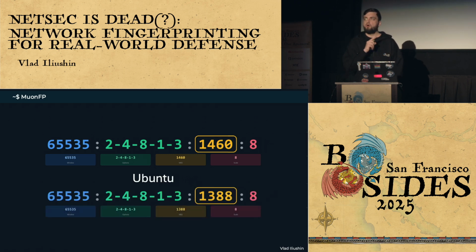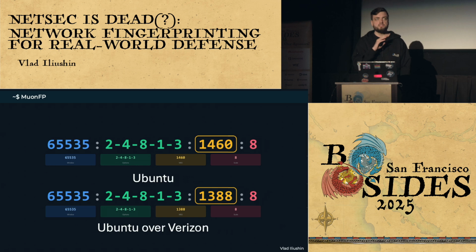And here is an almost identical fingerprint, and the only change is maximum segment size. That is because it is the same machine connecting to the server through the mobile network of Verizon. You see, Verizon actually needs about 72 bytes of overhead for their communication, so naturally your maximum segment size gets lower.